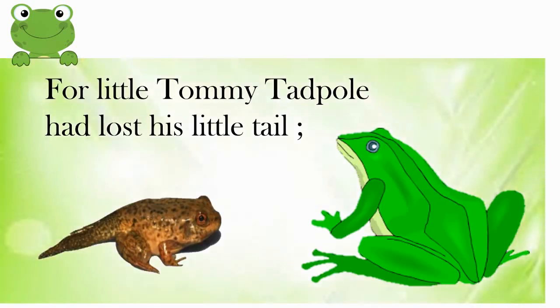For little Tommy Tadpole had lost his little tail. The little Tommy Tadpole began to cry and weep because he had lost his little tail. And now the Tommy Tadpole was becoming big. He was growing. So when the tadpole began to grow into the young frog, the tail started getting disappeared. So he was crying, he was sad, because he had no more with him his tail.